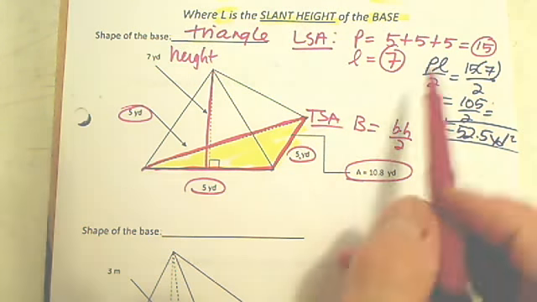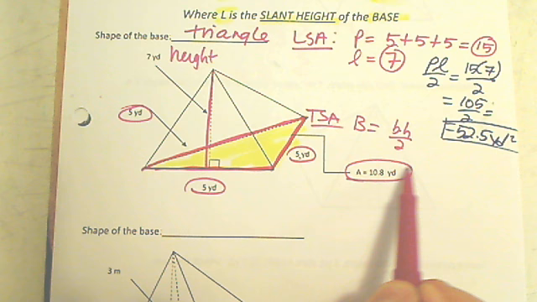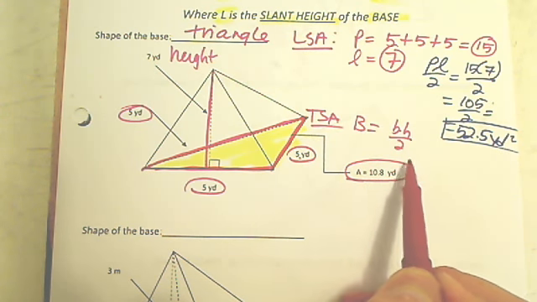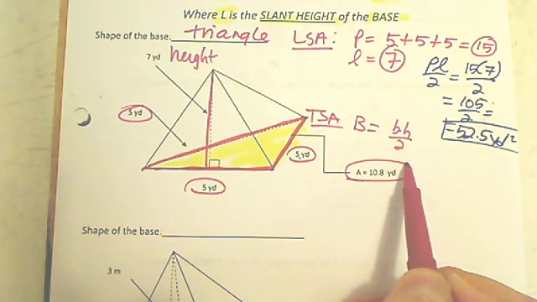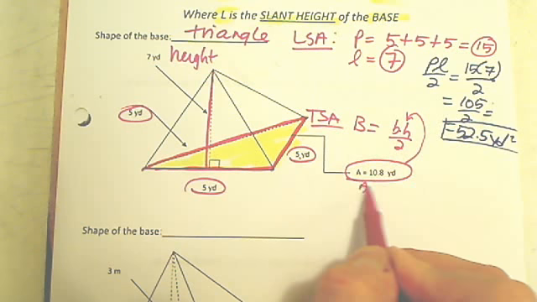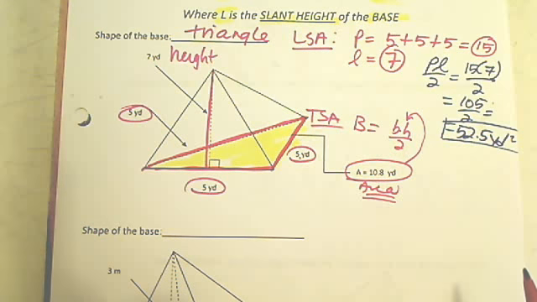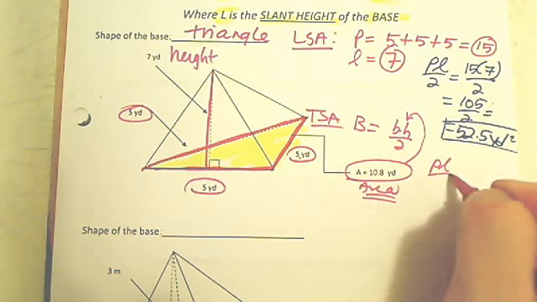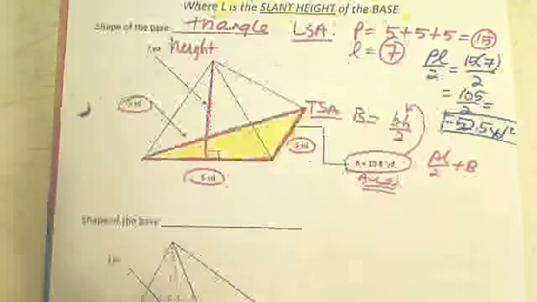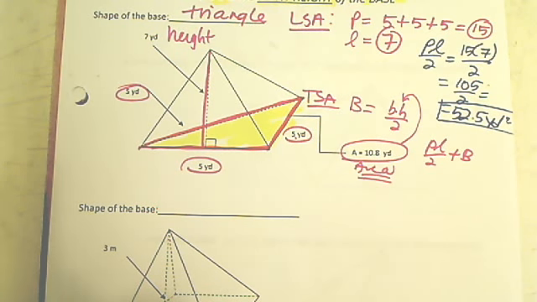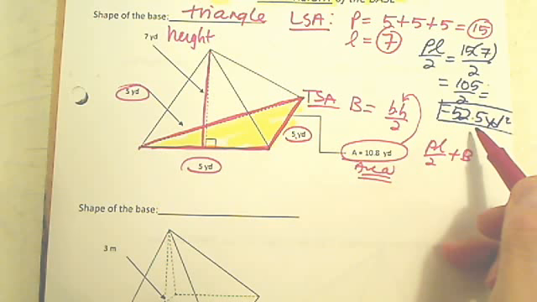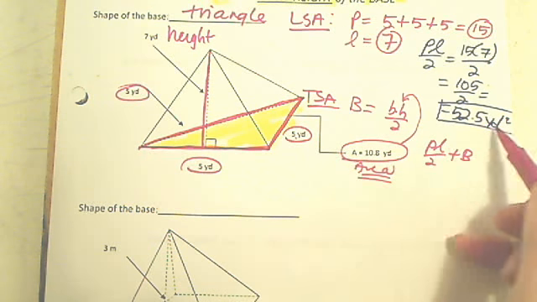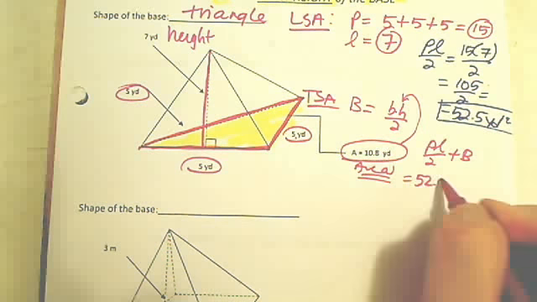Oh, it tells you right here. In this case, we're going to use this number right here. This is the area of the triangle. So if I have PL divided by 2 plus big B, can I just substitute that number in? I should be able to. I already have PL divided by 2. I already have that first part.